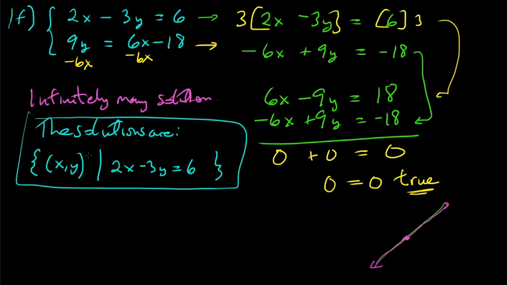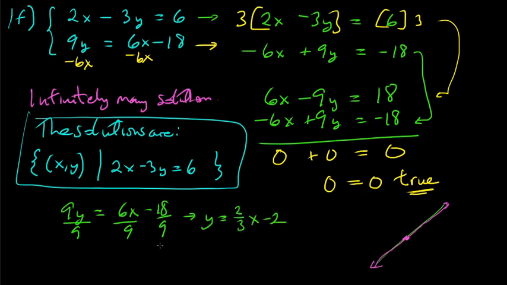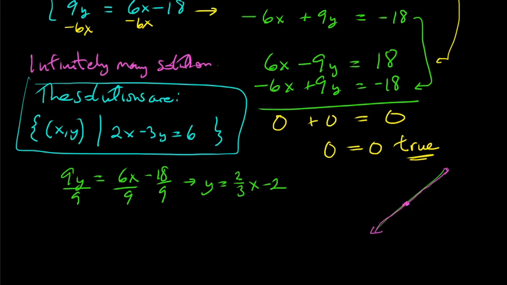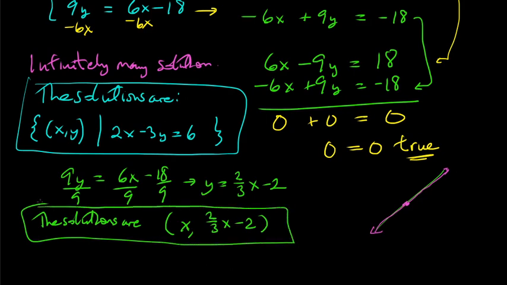So if we solve for y, I'll do the bottom equation here. Just divide by 9, and you get y equals 2/3 x minus 2. And that's the same for the top equation as well. You'd get the same result. So you can also say the solutions are the point x, and then for y is going to be 2/3 x minus 2. So I think that's how I have the answer in the back.